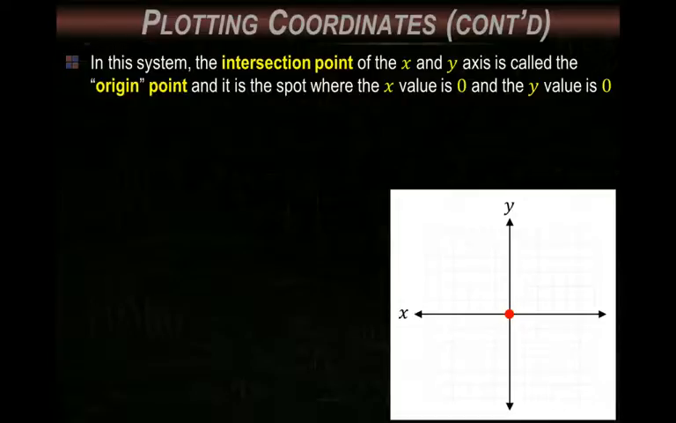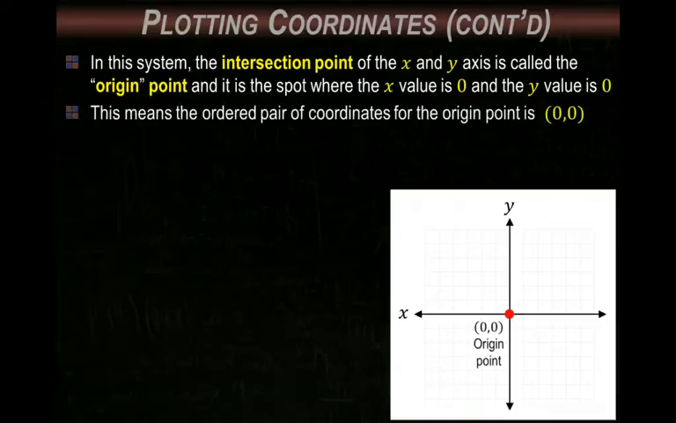That spot has a name. It's called the origin point, because it's the starting point. This is the spot where you can start your geometry. And that spot has been given the number 0, 0. That's the spot where x is a 0 and y is a 0. But from this point, we can now plot any point anywhere on this grid.